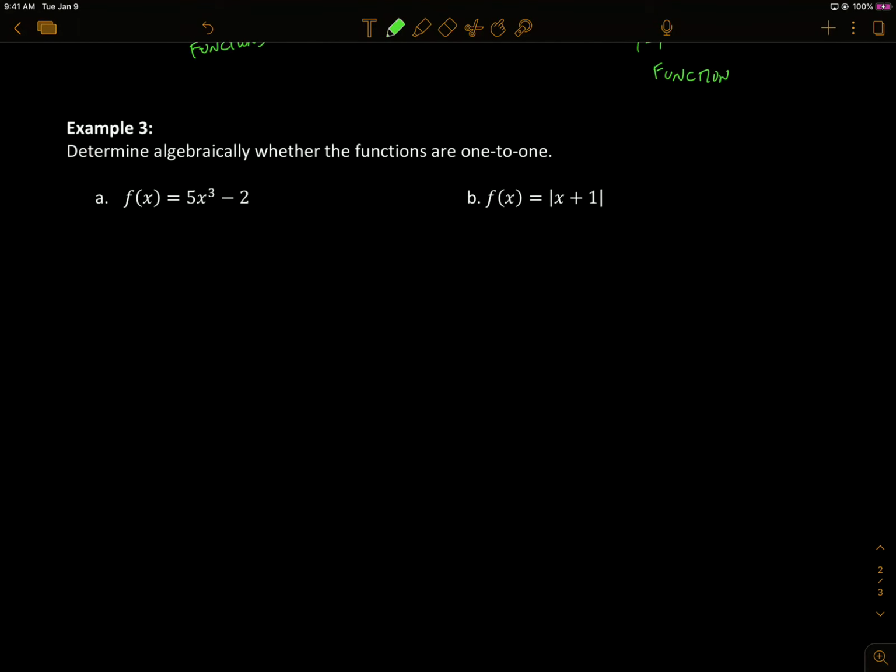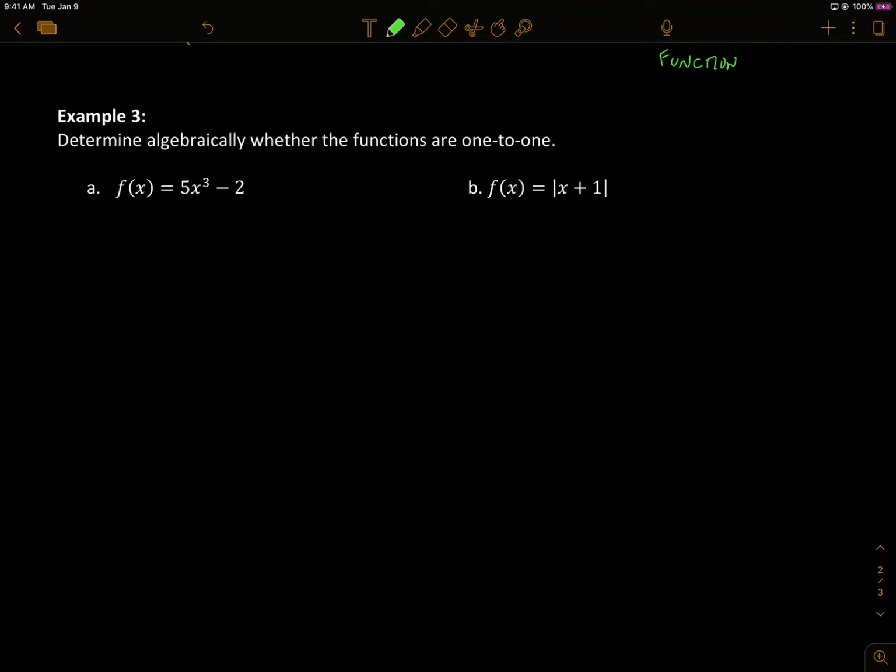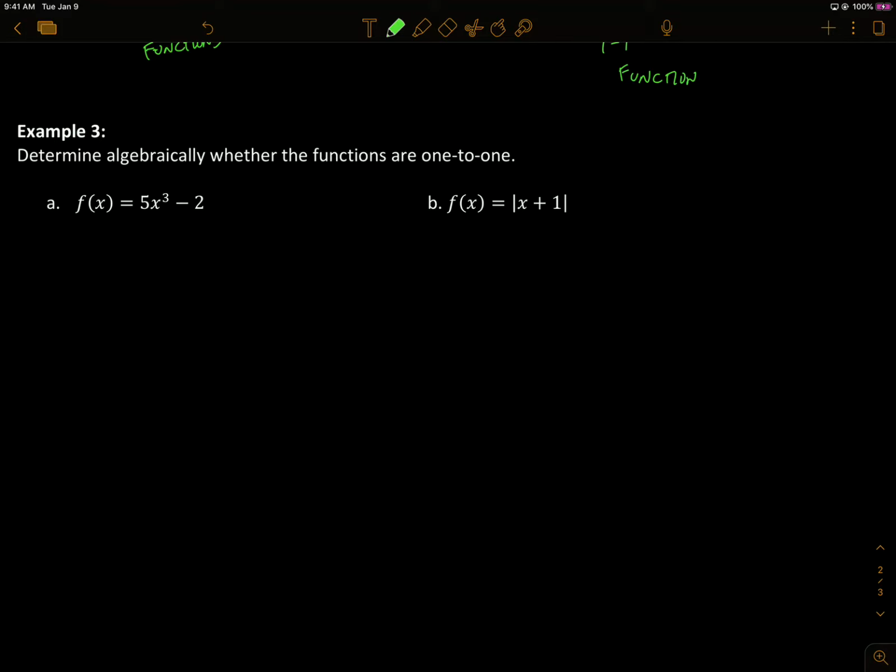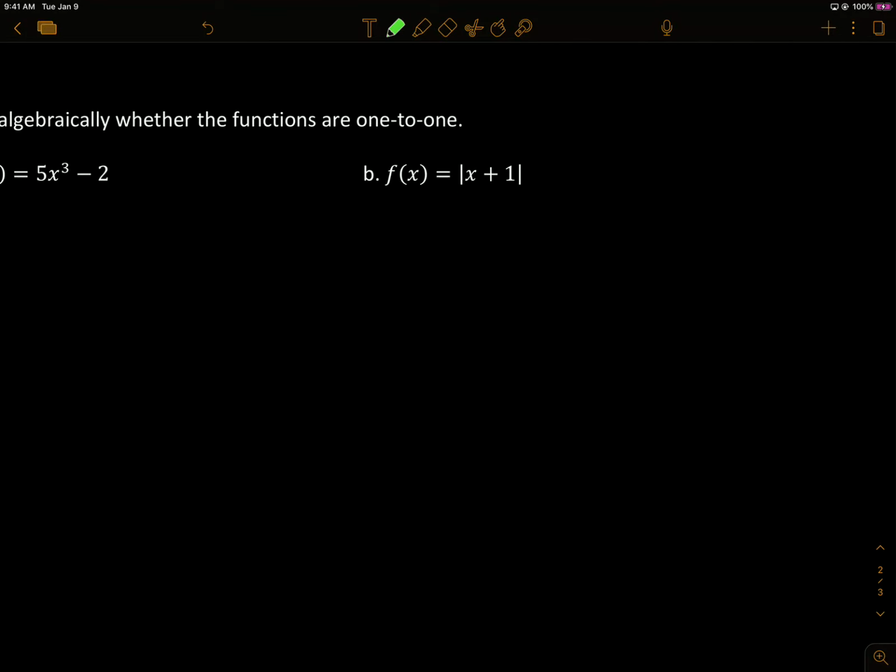All right? How do we do this algebraically? That's the question now. So here we're going to need that function notation definition of what it means to be one-to-one, which said if you have two unique domain members, then they must map to two unique y values or range members. They can't be the same.